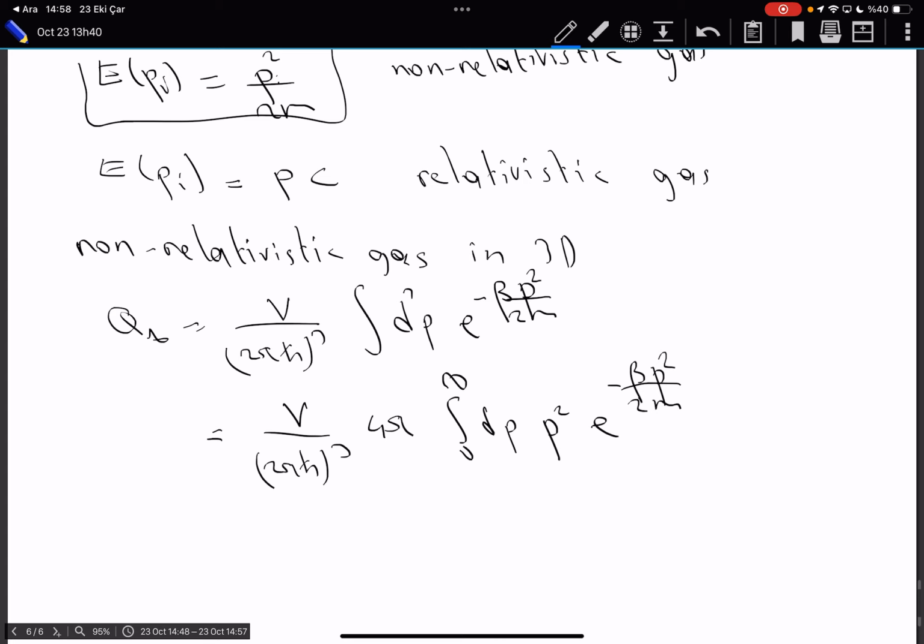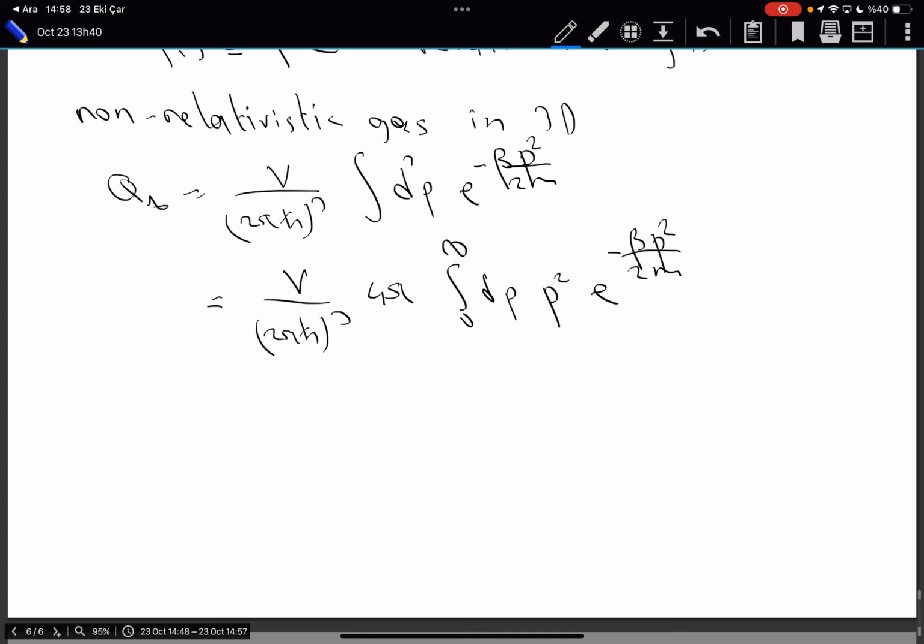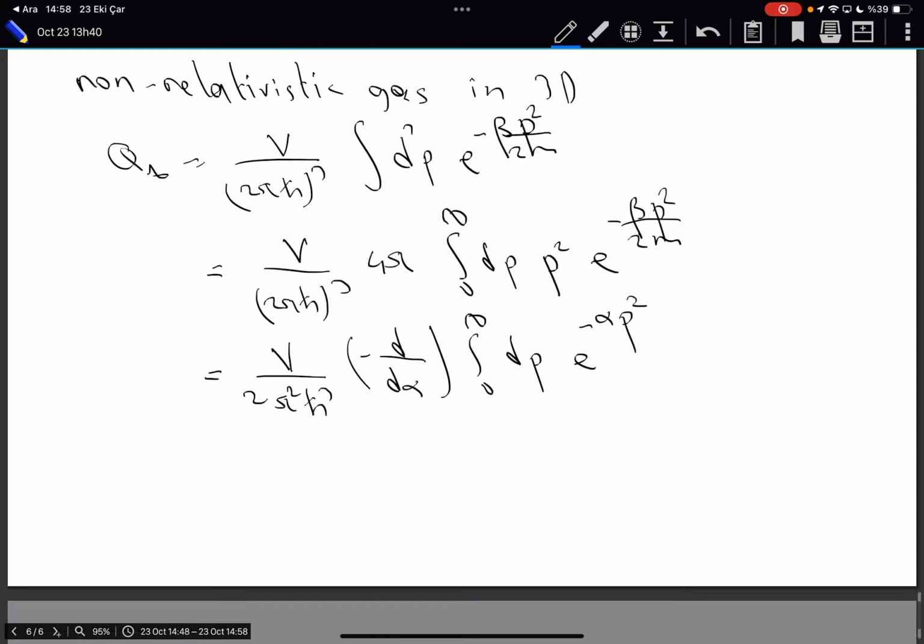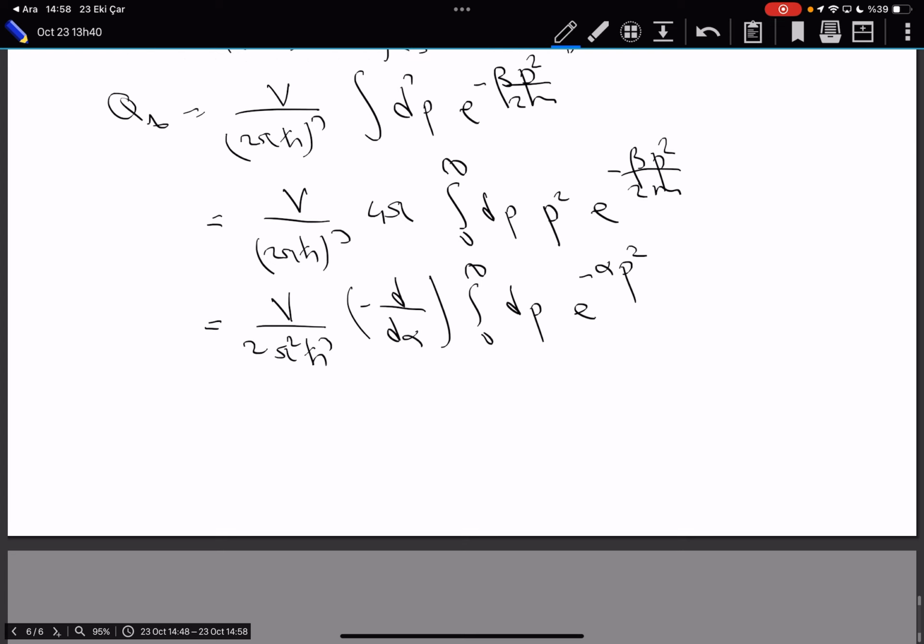Of course, you can go ahead and do integration by parts, etc., but let me use a different trick. This is V over 2 pi squared h bar cubed. I just canceled the 4 pi's. Minus d over d alpha, from 0 to infinity, dp e to the power minus alpha p squared. If I take the derivative with respect to alpha, it just brings down a factor of p squared. Once I take the derivative, I will set alpha equal to beta over 2m.